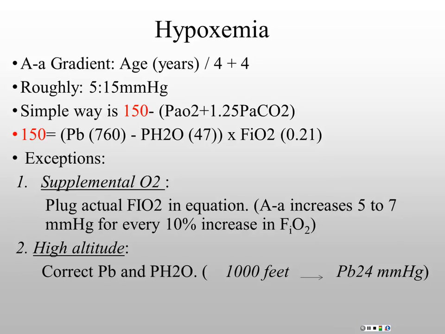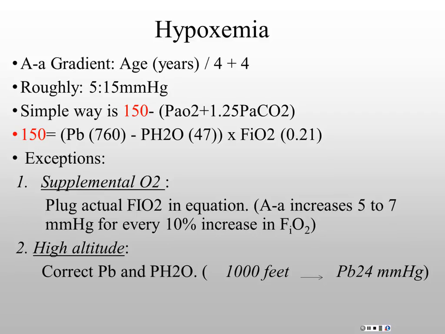Remember, this equation has the barometric pressure, the partial pressure of the water vapor, and the normal FiO2, which is 0.21. So remember, you cannot apply this formula in every single situation. If you have change in altitude, or if the patient is on oxygen, then this can affect your AA gradient. If the patient is receiving oxygen, this can increase your AA gradient.